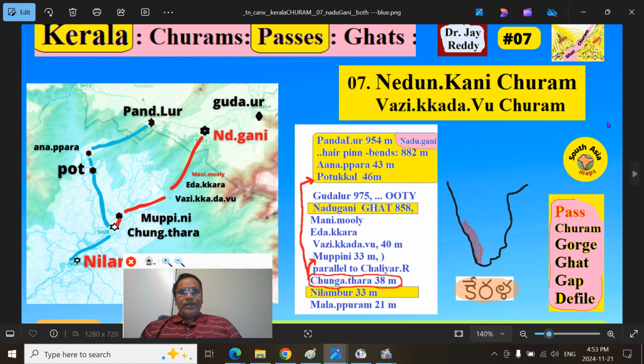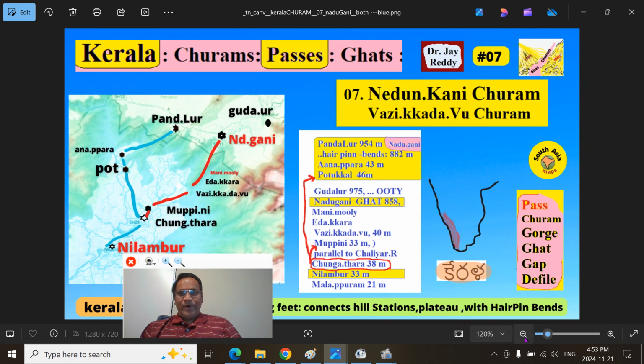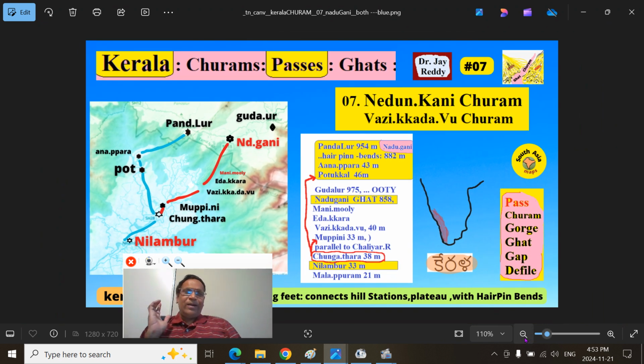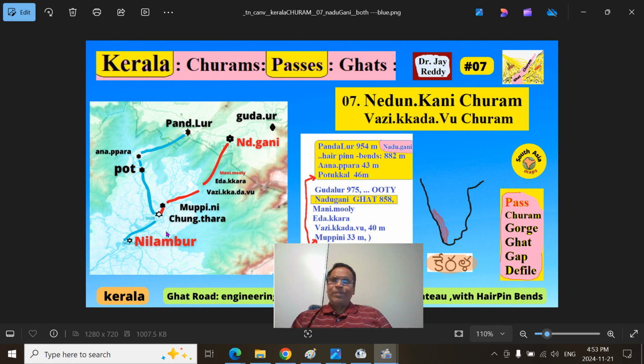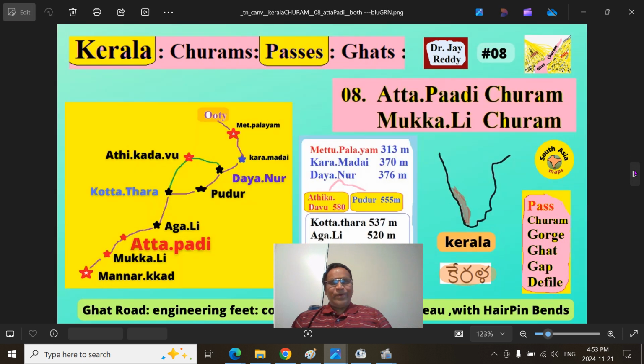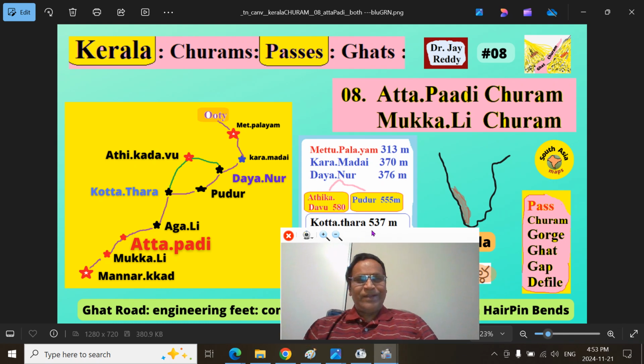So that's about the fascinating Nedungani Pass, Nedungani Churam, Vazhikkadavu Churam, because the Churam can be given different names based upon the prominent urban center. Even it can be named Gudalur Pass. When they say Gudalur Pass, this is the pass they are talking about. When they say PandaLur Pass, this is the pass they are talking about. And the next presentation, Mitrana, will talk about the Attapadi Pass, that is the Mukkali Churam. Attapadi is a town in the Mannarkkad taluk of the Palakkad district of the historic Malabar region, that is the northern part of Kerala state.